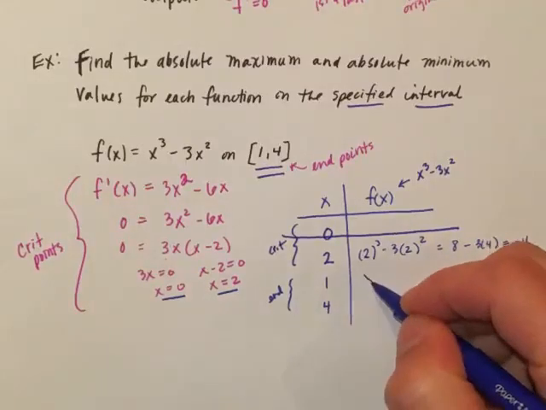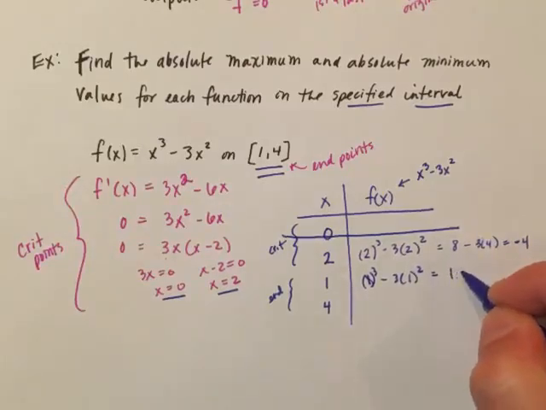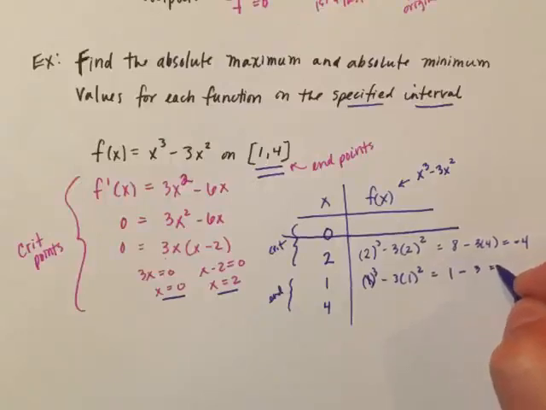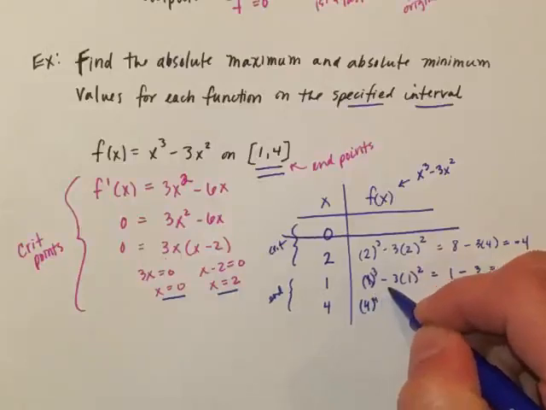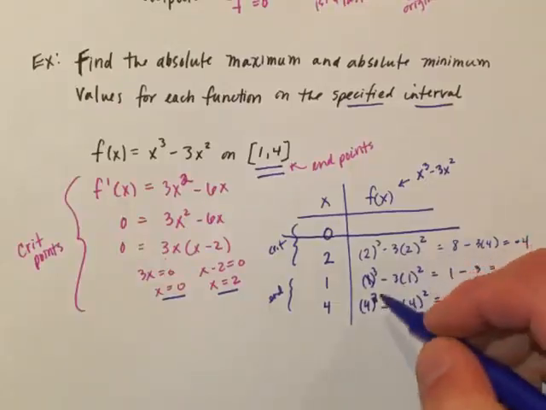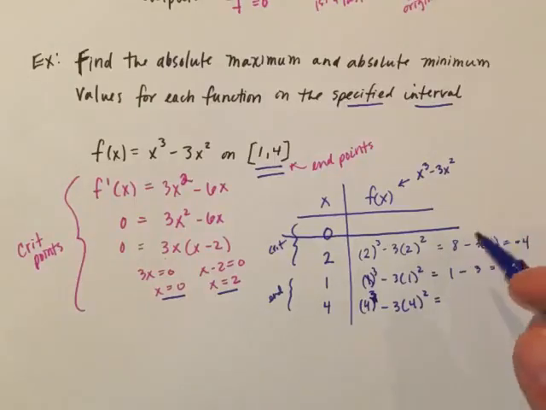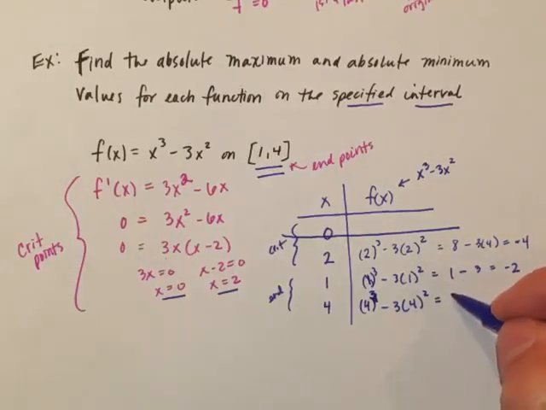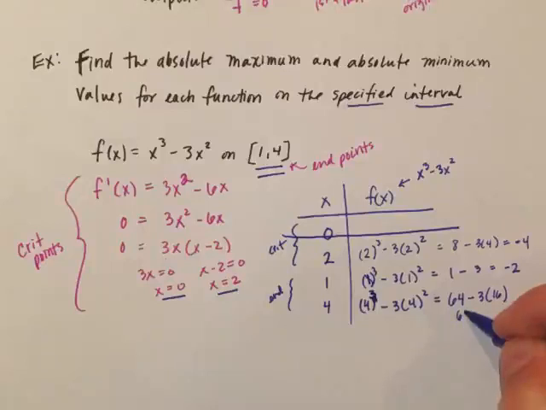Now I'm going to plug in 1, and I get 1 to the third minus 3 times 1 squared. That's 1 minus 3 times 1, which is negative 2. Then I'm going to do the same thing for 4. That was 4 to the third power, which is 16 times 4, which is 64, minus 3 times 16. This one is going to be 64 minus 48, so that gives us 16.